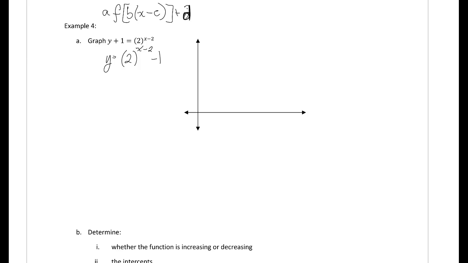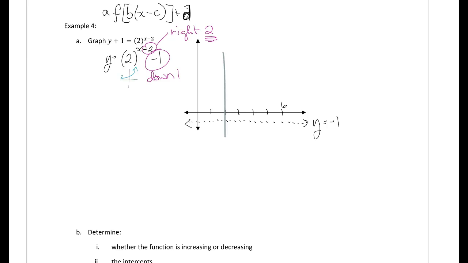So again, I recommend you pause the video now so that you can try this on your own. Okay, so I've labeled what I expect. I expect this shape like this, right 2, down 1. So I've shifted my horizontal asymptote. I've shifted my imaginary axis that I've drawn in there. So once I've got that set up, I can go back to my original shape. Now I would expect that my y-intercept should be at 1, but I'm going to move it right 2 and down 1.